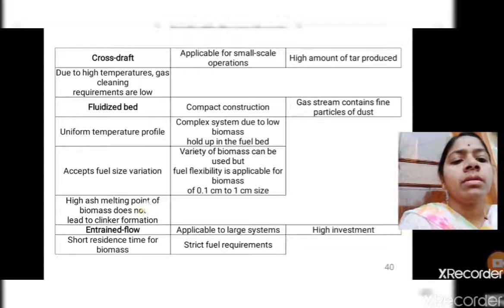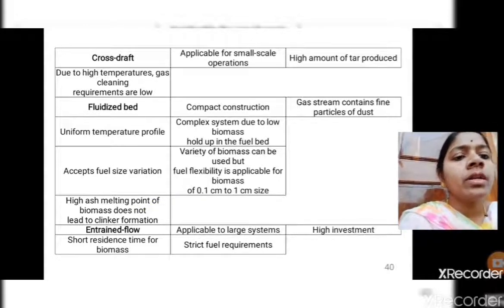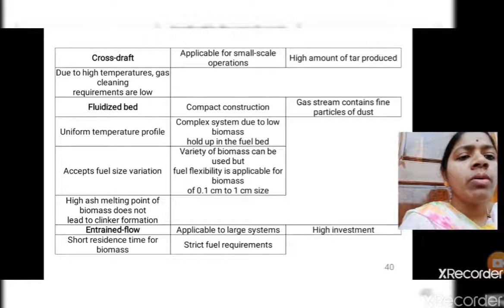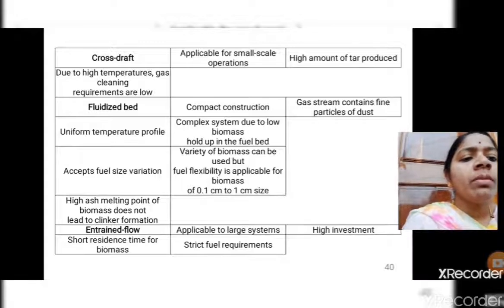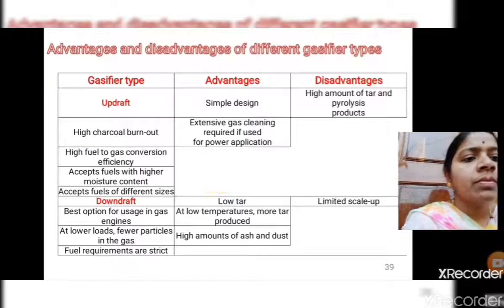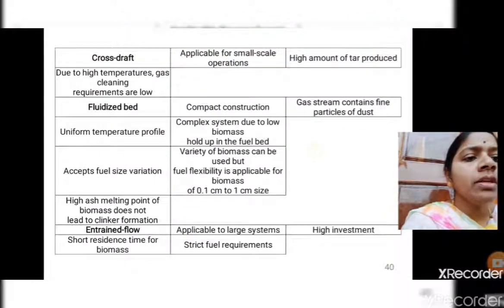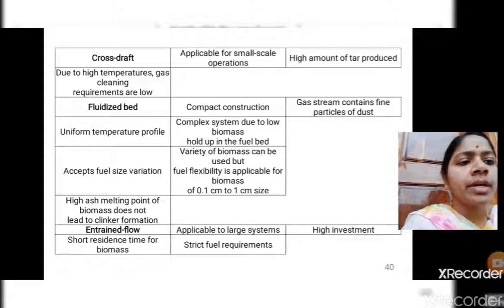That is the biggest advantage, we can say. When it comes to advantages, there is the compact construction; the system is not complex due to the low biomass held up in the fuel bed, and that is the advantageous side. And a variety of biomass can be used in this one, with various sizes of particles. And then the biggest disadvantage is that the gas stream contains fine particles of dust.